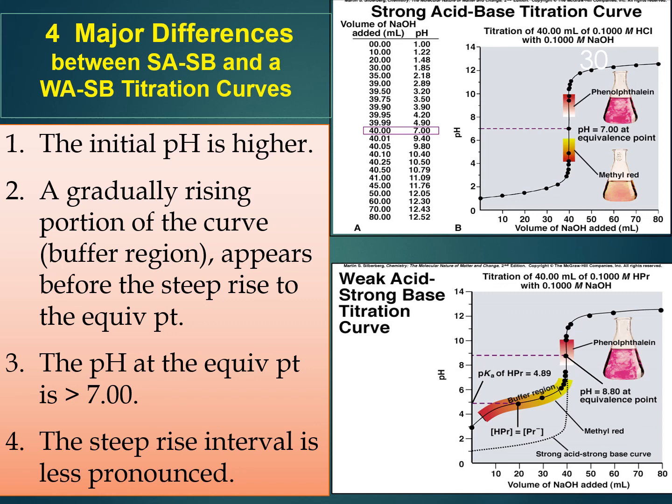In the gradually rising portion of the curve, there is a buffer region that would appear before the steep rise towards the equivalence point. So there's a buffer region. We'll explain this in the second part. And then the equivalence point, compared to the strong acid strong base, which is 7, for the weak acid strong base titration curve the equivalence point is above 7. So it's a basic region.